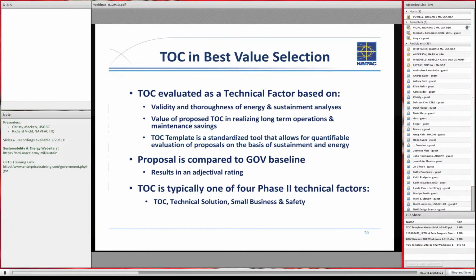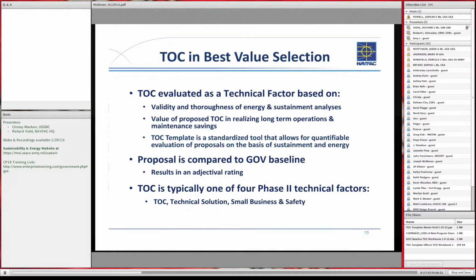They ended up having to fall back to an acceptable/non-acceptable type of evaluation, and it wasn't quite what we were looking for, so we're still working on that. And then for NAVFAC, the TOC is typically one of four Phase 2 technical factors, and usually equal to the others, which are technical solutions, small business, and safety.